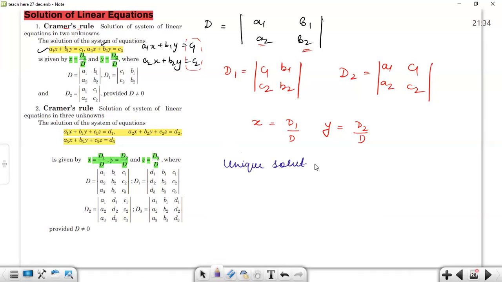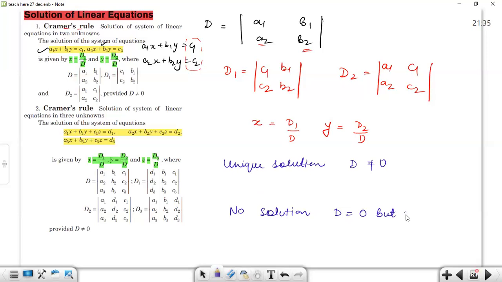There will be a unique solution for x and y when D is not equal to 0 and D is a non-singular matrix. And there will be no solution. Okay, let me write no solution later on. There will be no solution for x and y when D is 0, sorry.